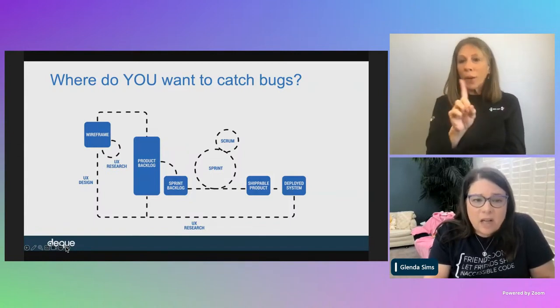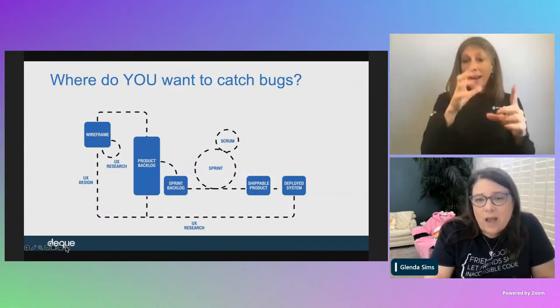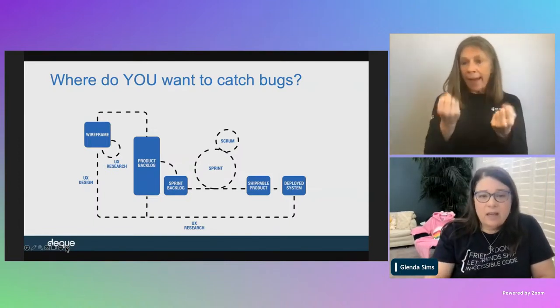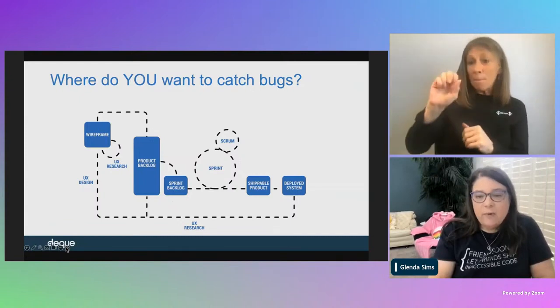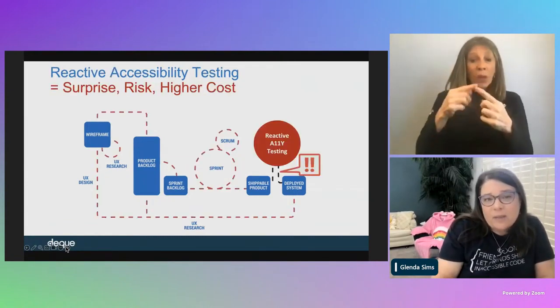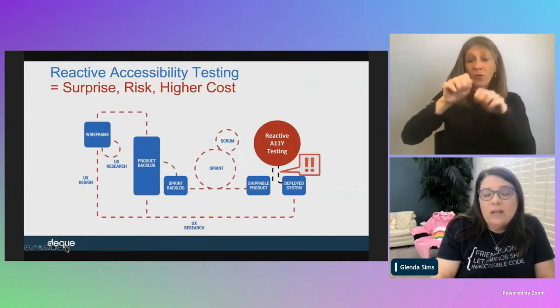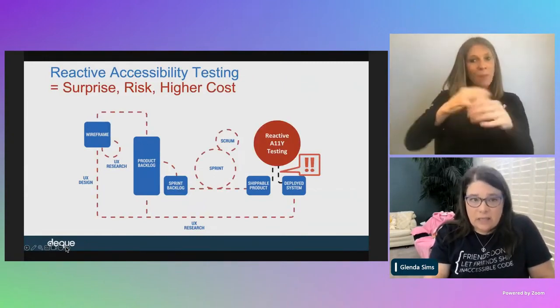In the agile life cycle, do you want to catch it in design? I don't know how many designers we have online. In the sprint backlog, in the sprint itself, or do you want to wait until we're about to ship or after it's deployed? We all know the longer you wait, the more expensive it is.